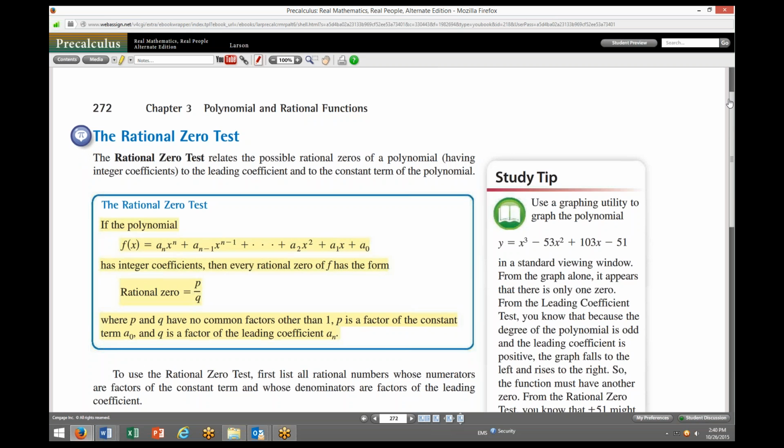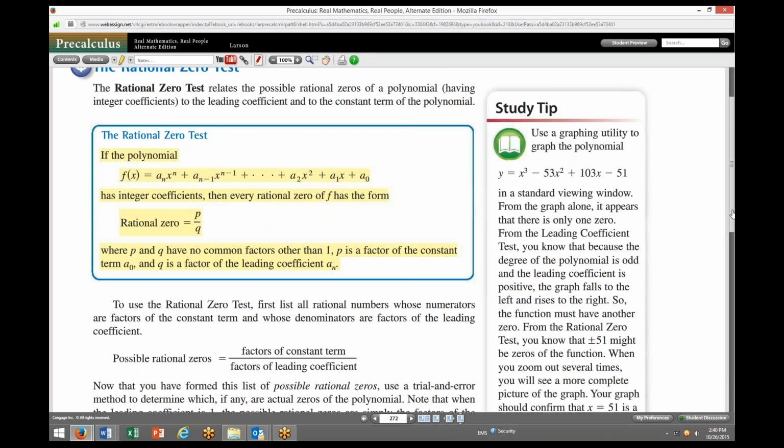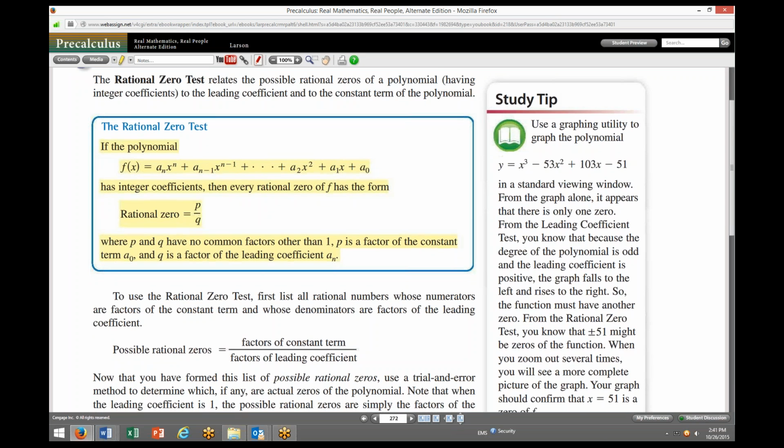Which brings us up now to a very practical, useful test known as the rational zero test. This is going to be our next to last test that we're going to talk about in this lesson. We're going to cover the rational zero test here today, and also Descartes' rule of signs. We are not going to do the upper and lower bound rules later in this section.